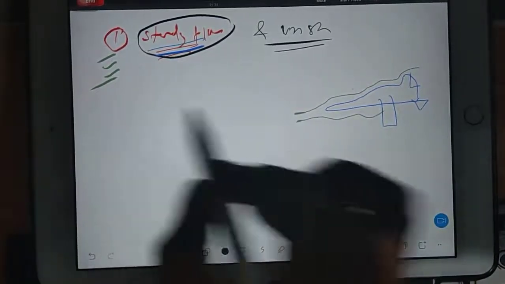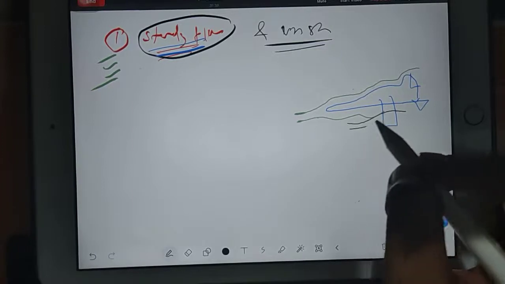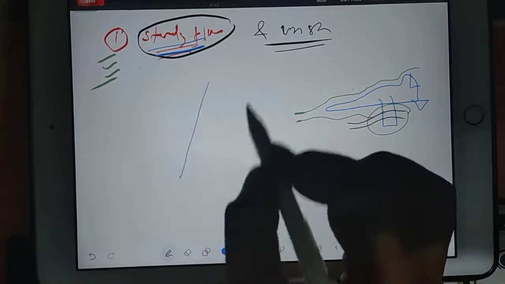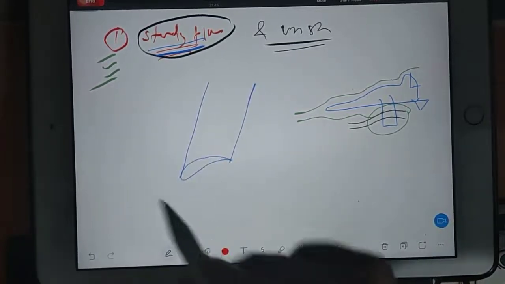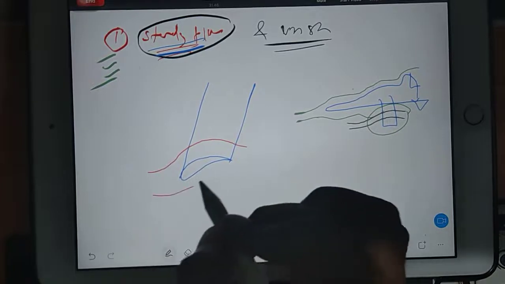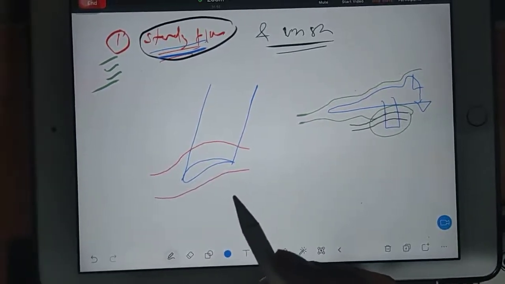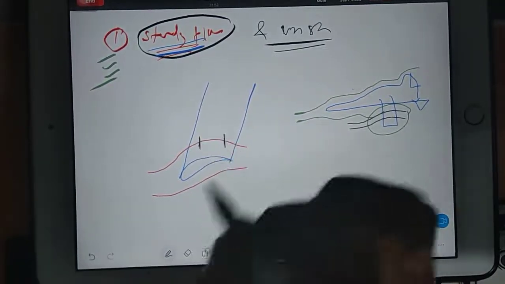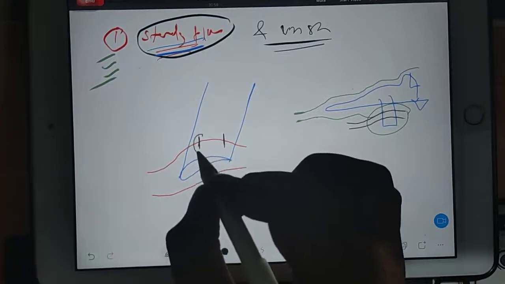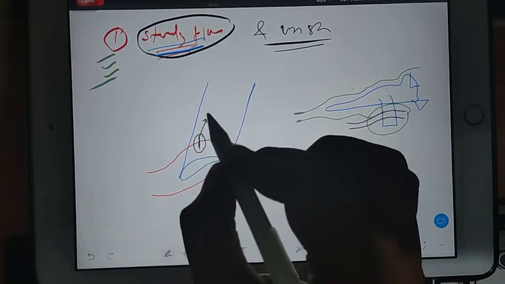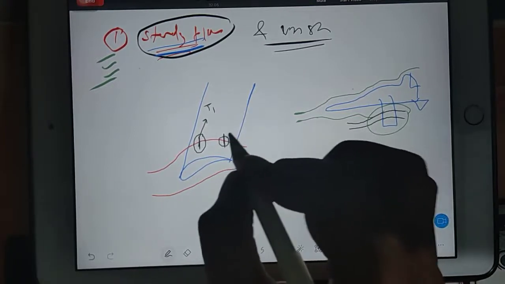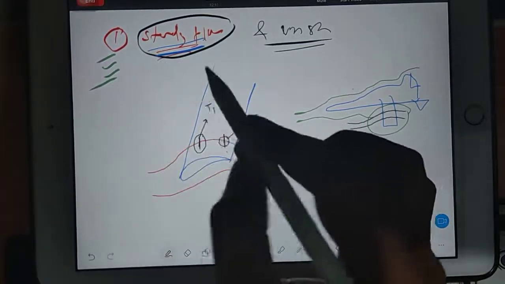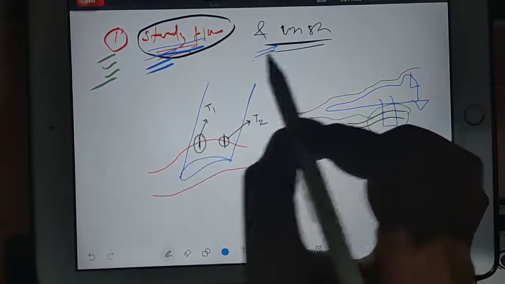Suppose there is airflow happening over the wing. I will just take the wing here and draw a wing like this. So this airflow is happening over the wing like this. I am just considering one point here and one point here. At this point, suppose your temperature is T1. At this point, your temperature is T2. And I want to know whether my flow is steady or unsteady.